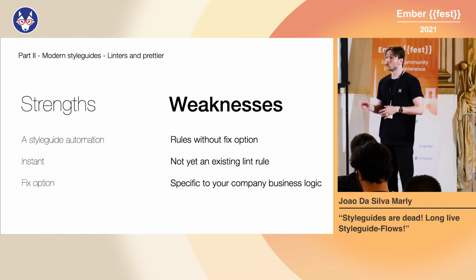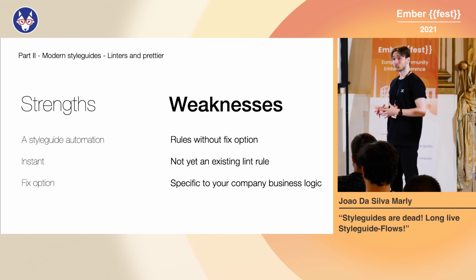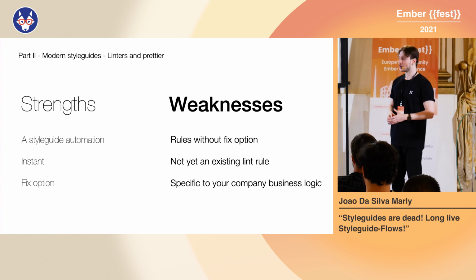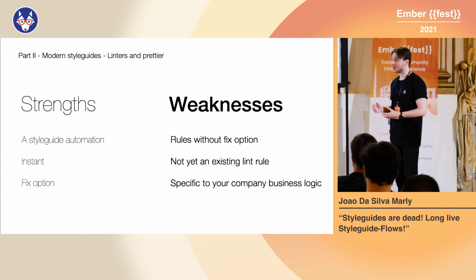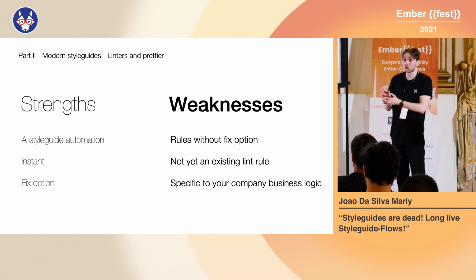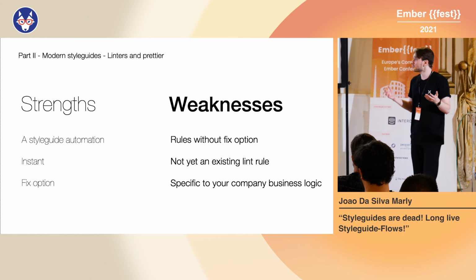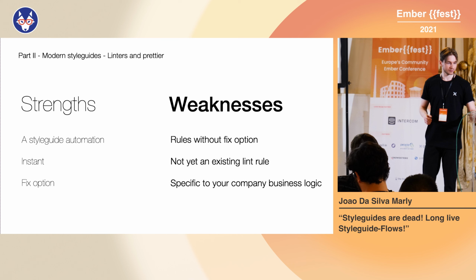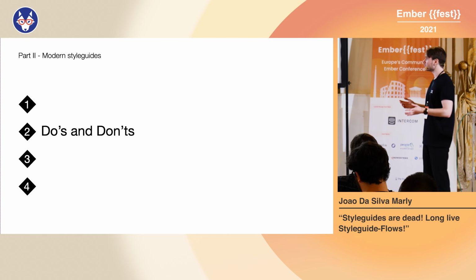For example, you speak with your team, you agree on a pattern that you want to use and that you don't want to use, and we say, okay, how can we do that? We don't have a lint rule for that. Here is the weakness. Even if it's something specific to your company, specific to your business logic, common lint rules don't do that. But wait, should we create something for that?